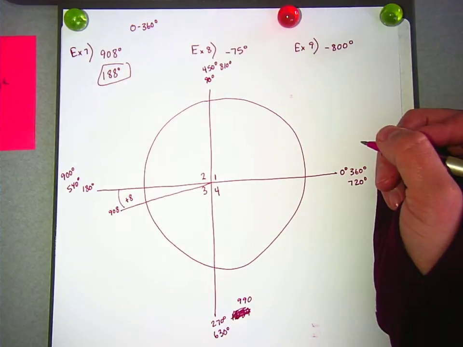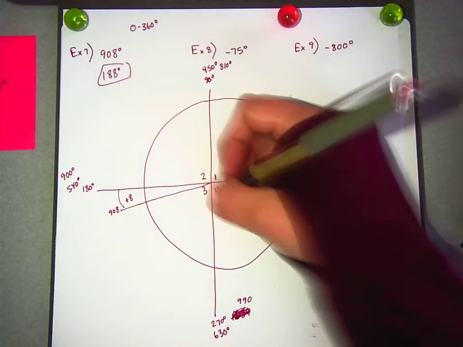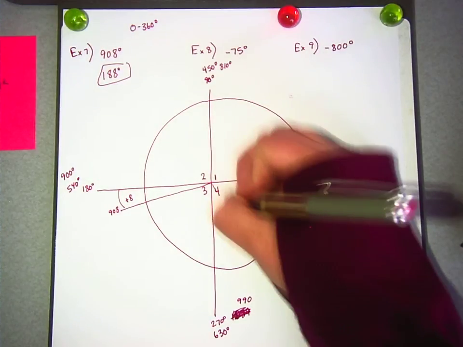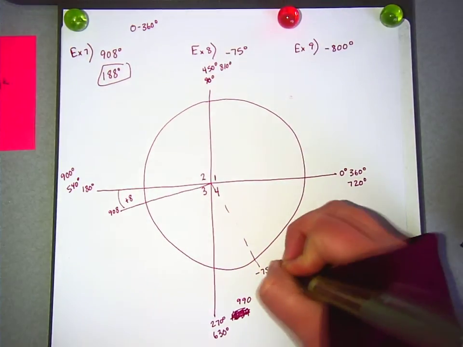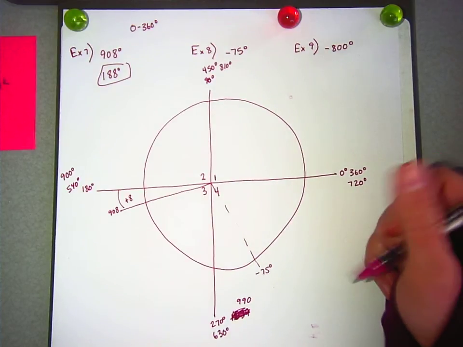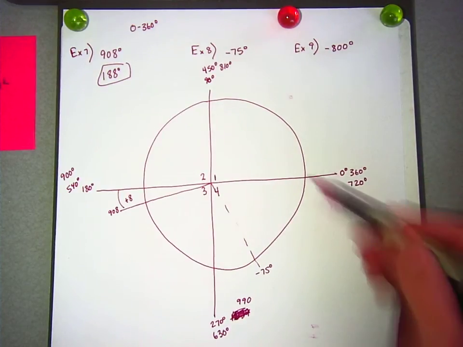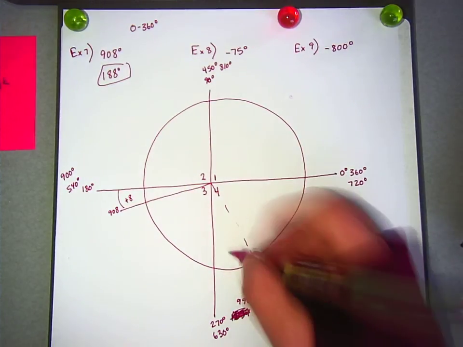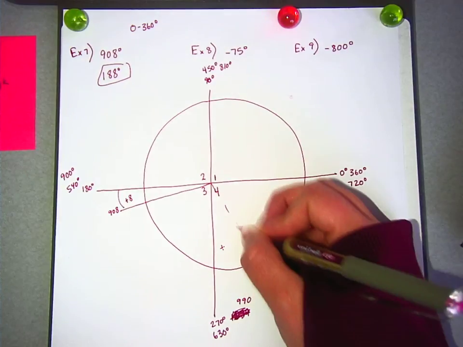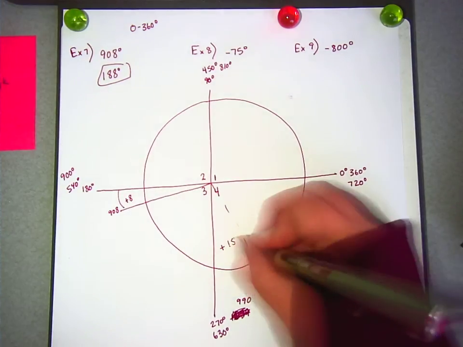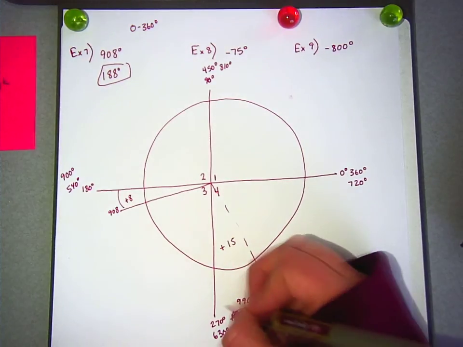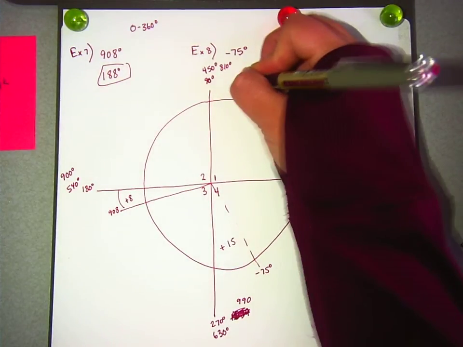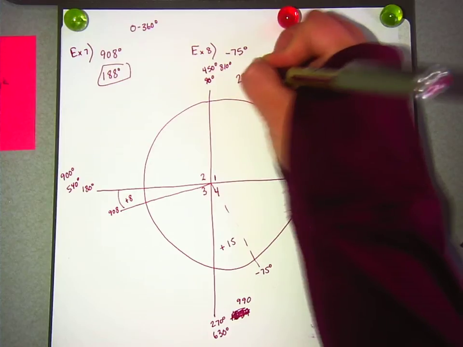How about -75? Remember, we're always starting here at 0, so going back, straight down's 90, right? So this is -75 here. But we don't want it to be negative in these answers, we want it to be positive. So if we went around the other way, 90, 180, 270, what would I have to add here to get to where I want to be? 15, because that's the difference between 90 and 75. So 270 plus 15 is what? 285.